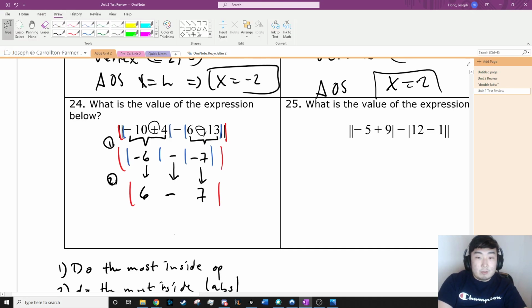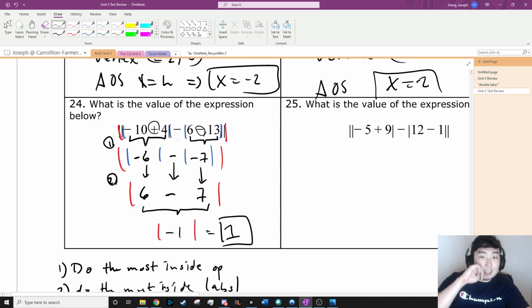Nice. And then we just rinse and repeat. I do this operation right here, which is 6 minus 7, that's -1. Take the absolute value of that, which is equal to 1. And that's it. All of this is equal to 1.